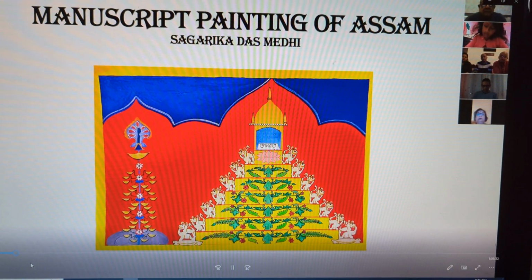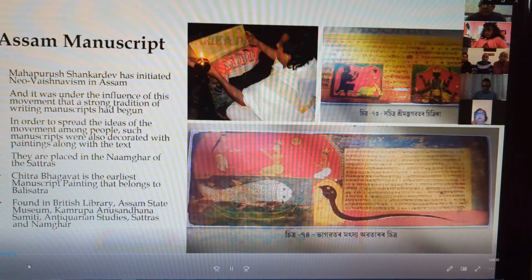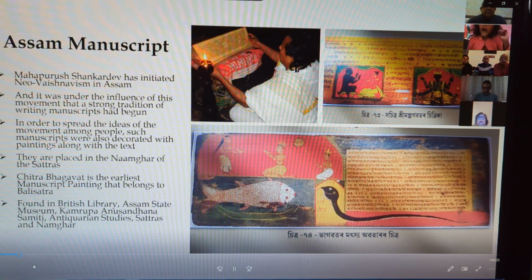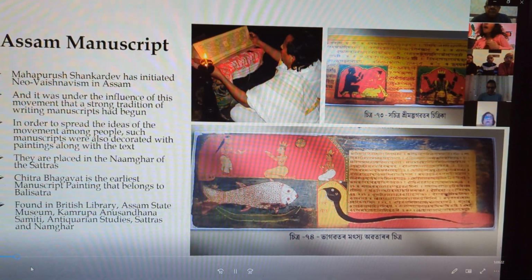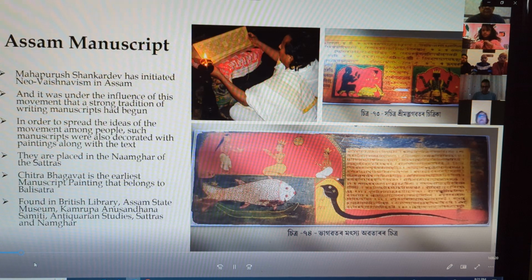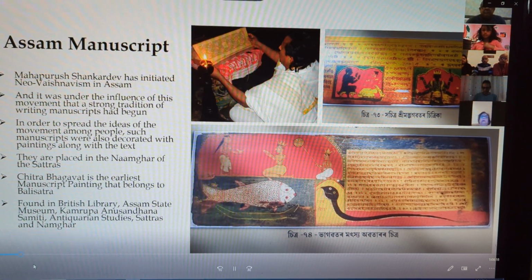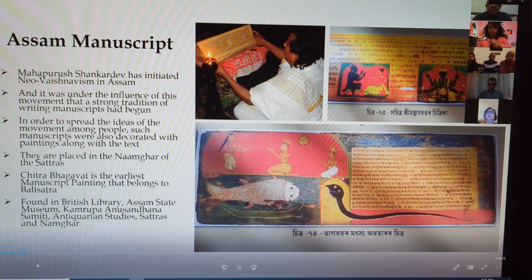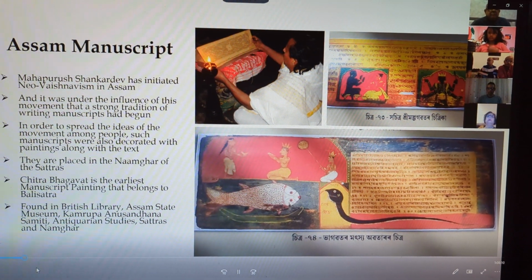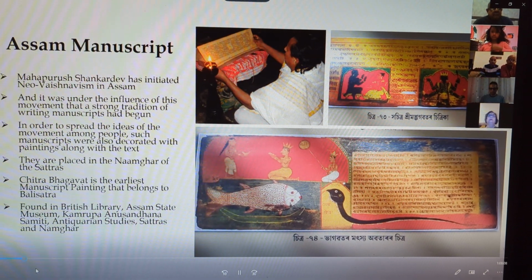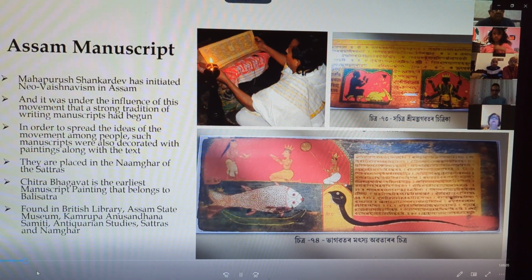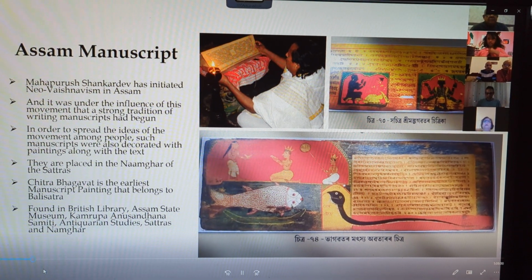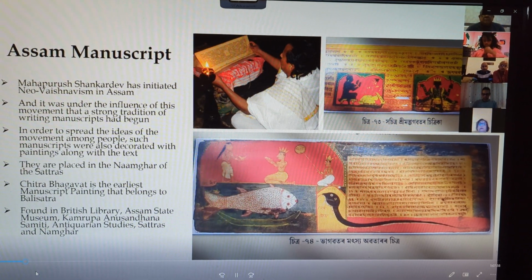So these are manuscripts that I have shown. These are one of the earliest manuscripts from Chitra Bhagavat. Manuscripts were available in Assam from the 7th century, but a strong tradition of writing manuscripts had begun during the Bhakti movement initiated by Mahapurush Shankardev. So they are placed in Namghar of the Hatras, as seen in the first picture. A Bhagat is reading out from the manuscript.